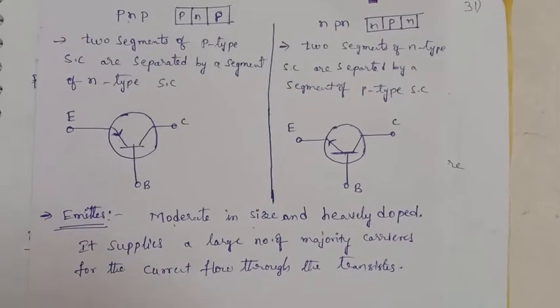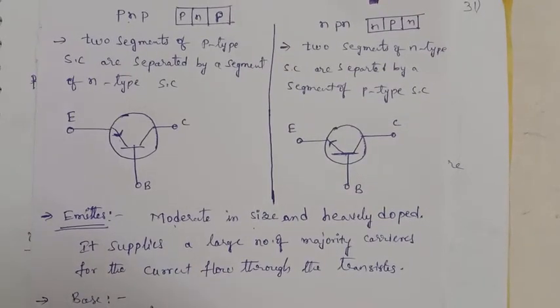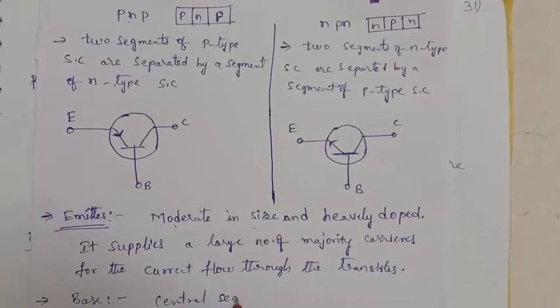Emitter. And what about the next terminal? The middle terminal is the base. This is the central segment. It is also called the central segment. It is very thin and lightly doped.